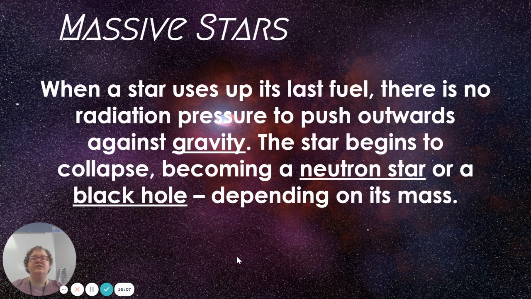When a star uses up its last fuel, it doesn't have anything else that it can do fusion with. There's no pressure pushing outward against gravity. Then the star is going to collapse. When it collapses, it can do one of two things. If it is a smaller massive star, it's going to collapse and create a neutron star, which is a very, very dense star. Or if it is a very massive star, so only the largest stars in our universe, it is going to collapse and become a black hole.